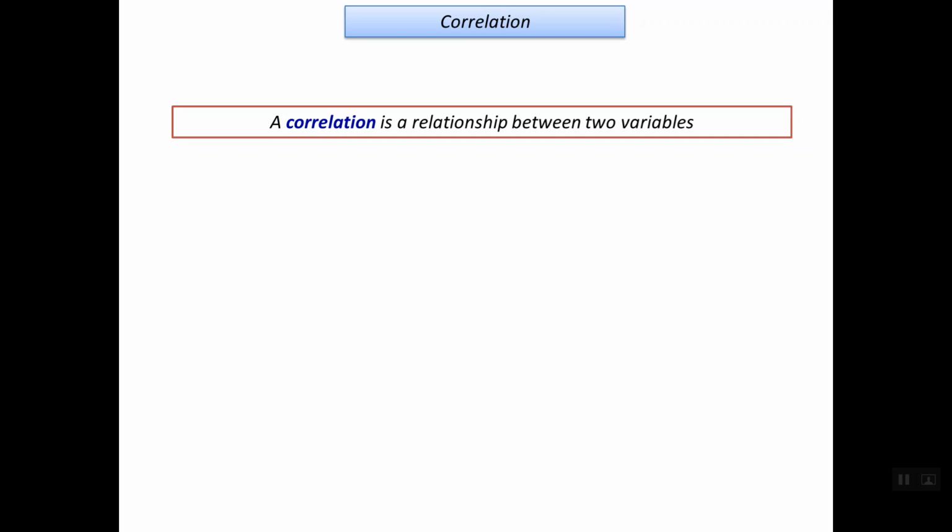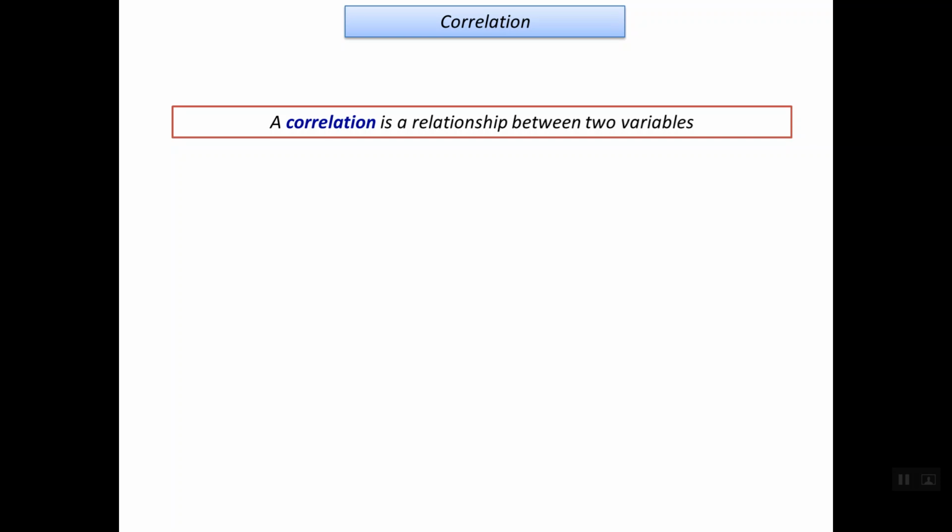Let's first start with understanding the concept of correlation. Correlation is simply a relationship between two variables. For example, regarding weight and height, we know that as the height of a human being increases, the weight increases too. So in this example, we have something called correlation between the height and the weight of a human being.